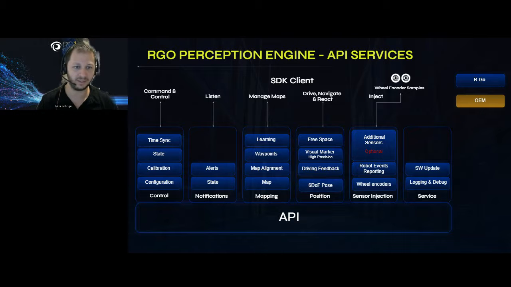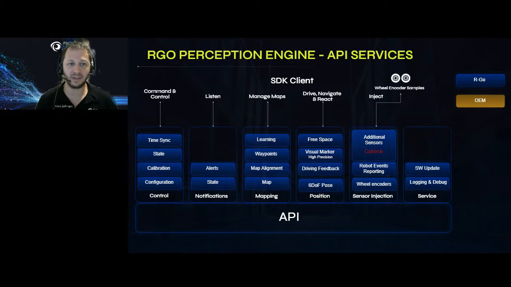Of course, there's a 6 degrees of freedom position with confidence, right? There's a driving feedback. We sometimes send the robot recommendations on what to do, such as turn in place, stop, or improve the maneuver in order to achieve high accuracy. We also have a high precision mode where we sometimes use an RGo or April tag or QR to get a millimeter accuracy level, which is sub-centimeter.